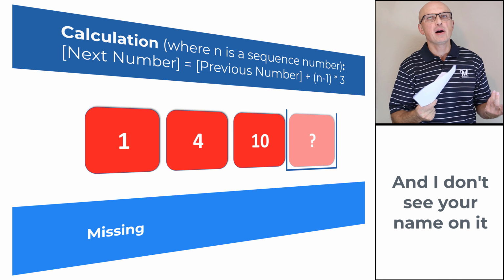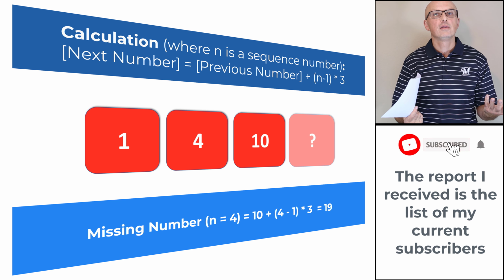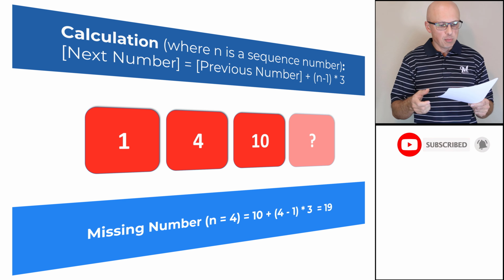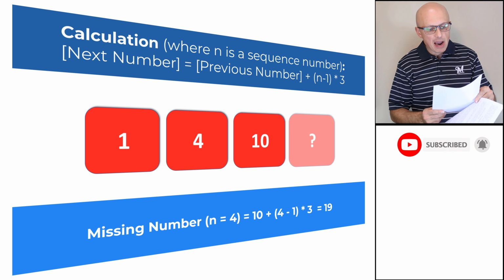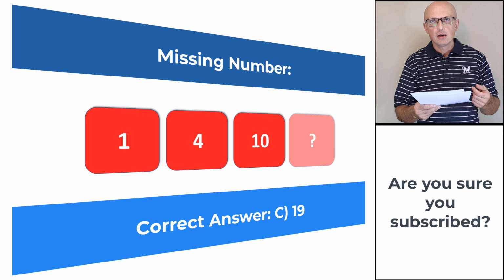So the missing number, where n sequence number equals 4, can be calculated as 10 plus 4 minus 1 in parentheses multiplied by 3 equals 19. So the correct choice here is choice C, 19.